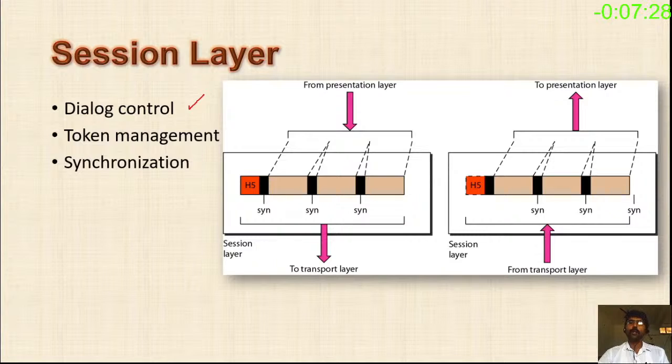The communication between two processes takes place in either half duplex, which means the data transmission can be done from one side at a time, or it may be full duplex, that is, data transmission can be done from both sides at a time.